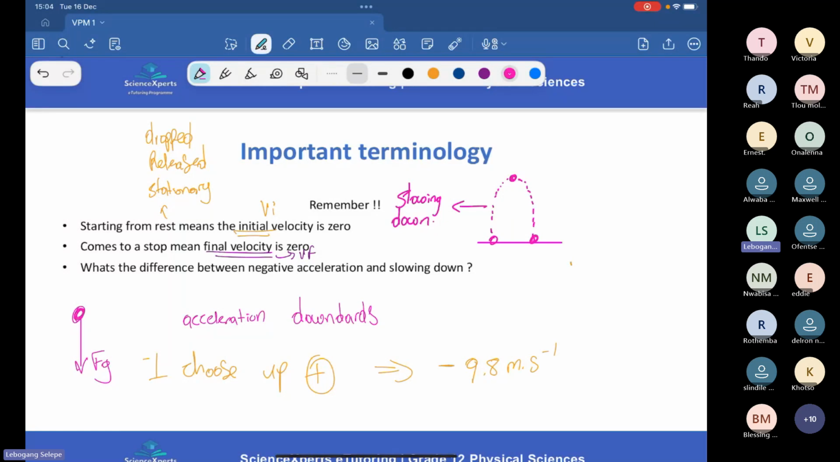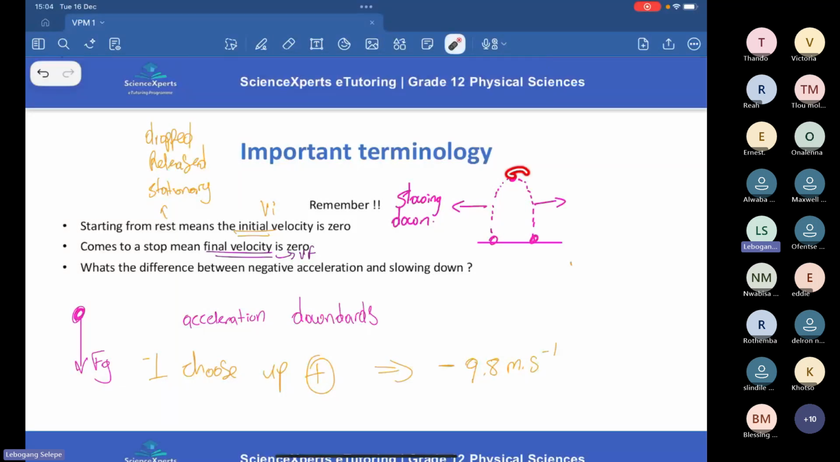If an object that is moving up was to speed up, it means that it was never going to come back to the ground. For the fact that it comes back to the ground, as it goes up, it means that it's slowing down. But now when it reaches that maximum height, it turns and starts moving down again. Is it speeding up or is it slowing down?